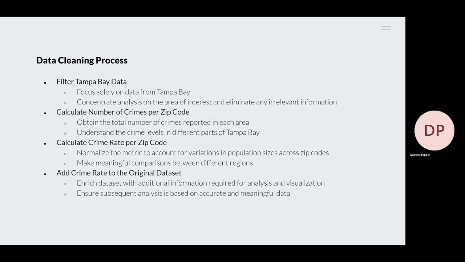And the first order is to get the number of crimes per zip code and the crime rate per zip code. With these two things, we can make the relationship between income levels and crime rates much more intuitive.